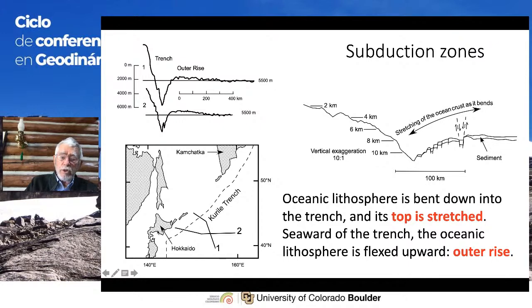Hokkaido and Honshu in Japan, and the Kuril Trench. These are two profiles. You have this outer topographic rise. This is clear. It's not a very big feature. We're looking at just a few hundred meters. But what's happened here is the oceanic lithosphere is bent down at the trench. Its top is stretched, but seaward of the trench, it's flexed upward.